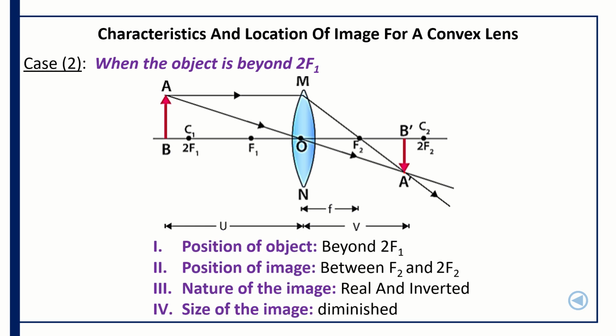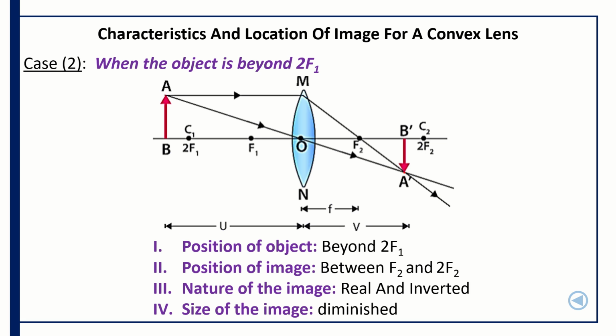So here the position of the object is beyond 2F1. So we are keeping the object after twice the focal length of that lens. So the formed image is between F2 and 2F2, between the focal point and twice the focal length of that lens. So the image will be between F2 and 2F2.